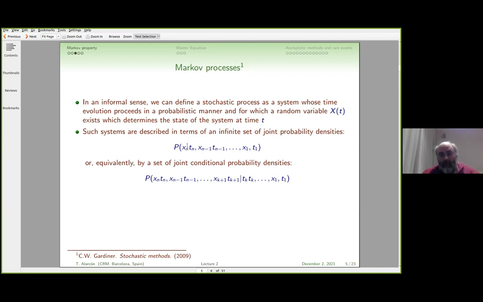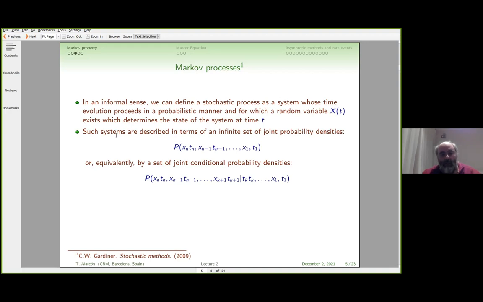So tn here is just a label, to remind ourselves that tn is the time at which we are observing the system. This means that we are observing the system at t1, and the state is x1. Then we are observing the system at another time t2, and the state is x2. Is that clear? T1, T2, Tn, etc., that's only a label. So the density is a function only of the x variables.